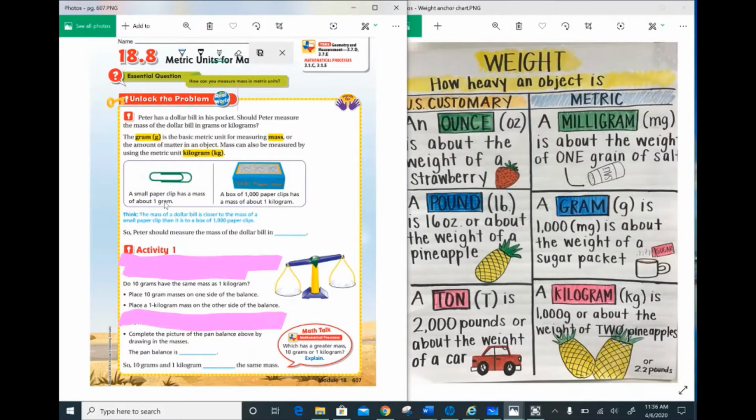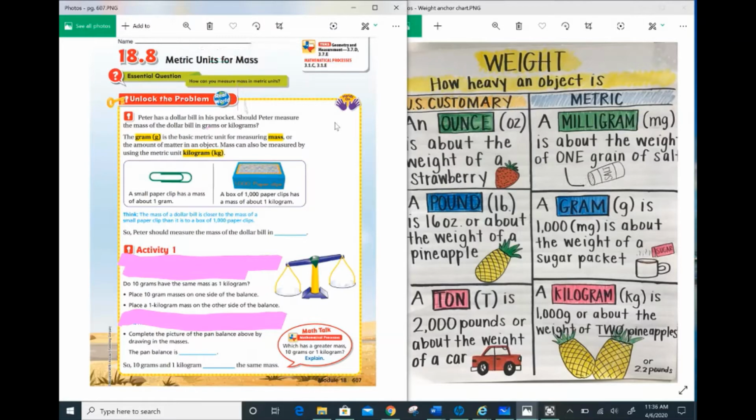We're going to go ahead and get started on our Go Math lesson 18.8. So let's go there right now. Today we're getting started on metric units for mass. Our objective is: I can measure mass in metric units. Okay, boys and girls, I'm going to start by unlocking the problem here.